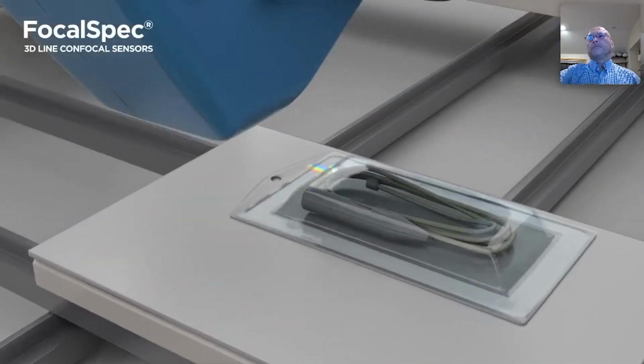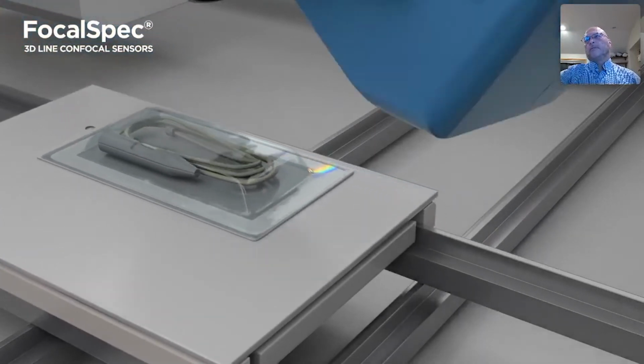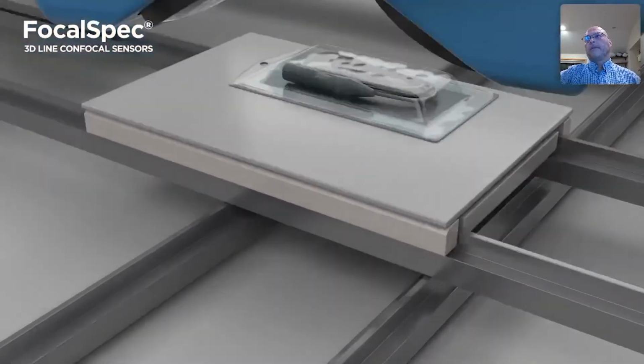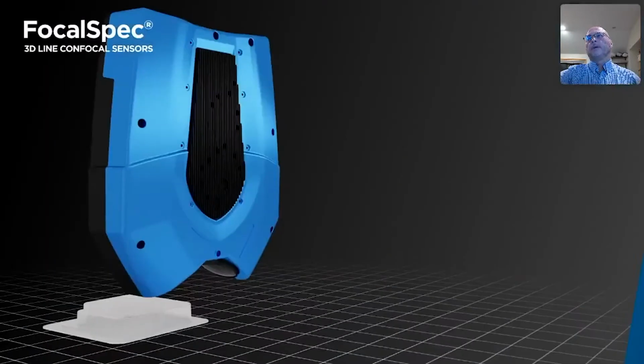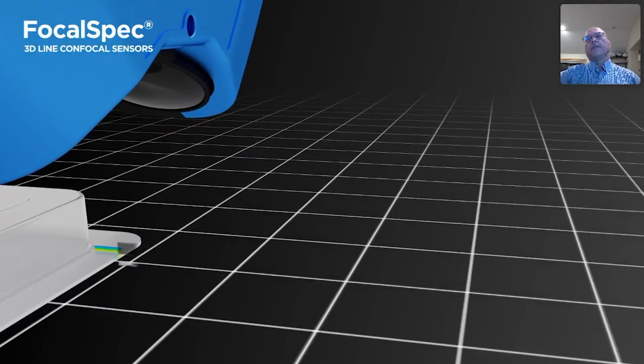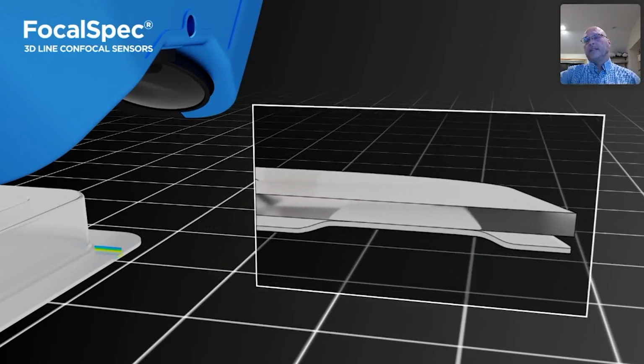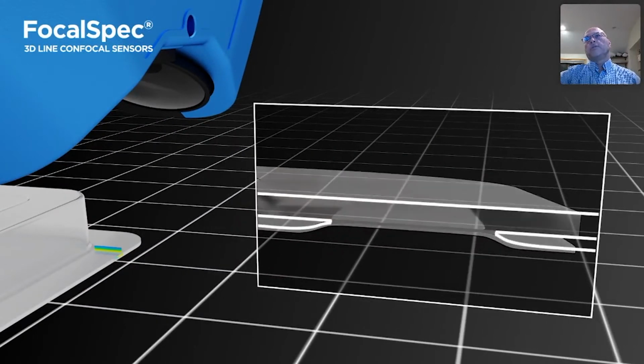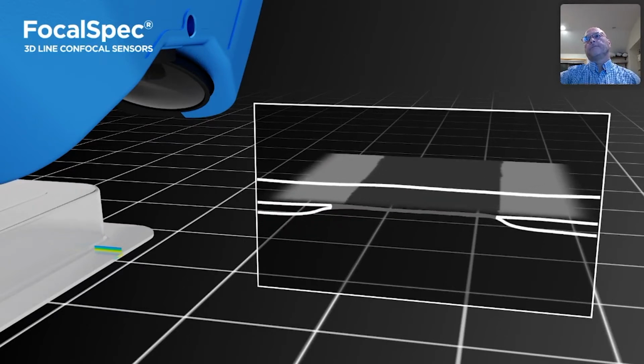So this would be the scanning, and pretty much real time on that particular video. And this will give you a little bit of a slow motion of what the scan data looks like, as well as the intensity data that is returned by the focal spec sensor.